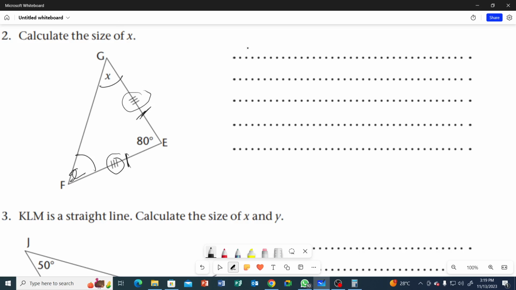So what you're going to do is that angle X plus 80, they add up to 180 degrees. So X from G plus X from F plus 80 from E, they must add up to 180 degrees. I hope that one makes sense. And what will be your reason? Sum of angles in a triangle.